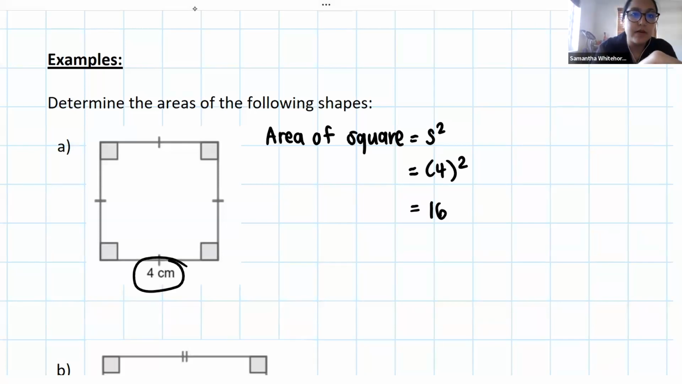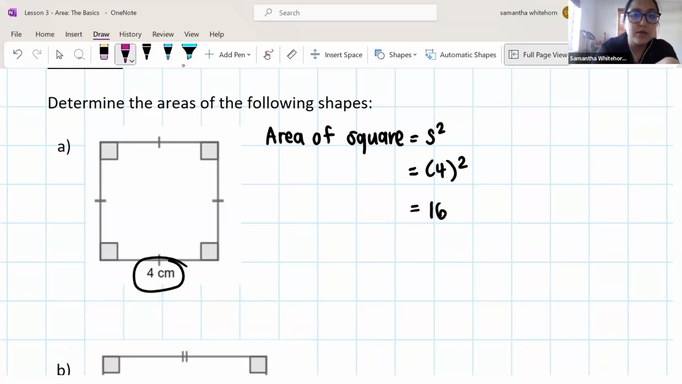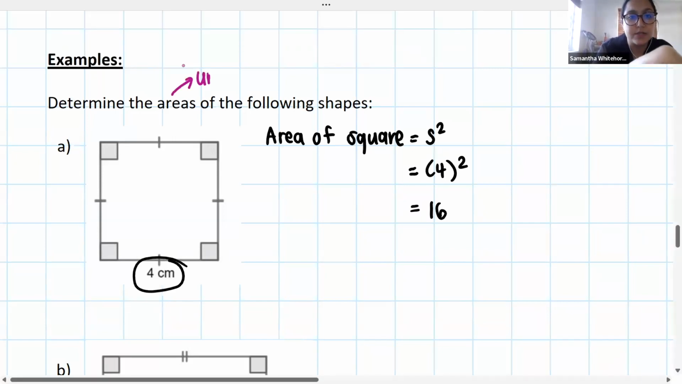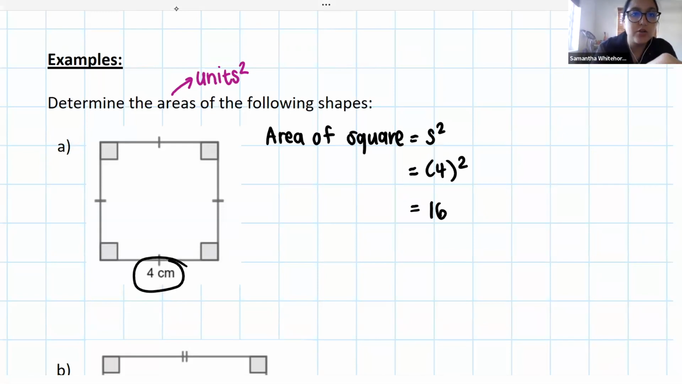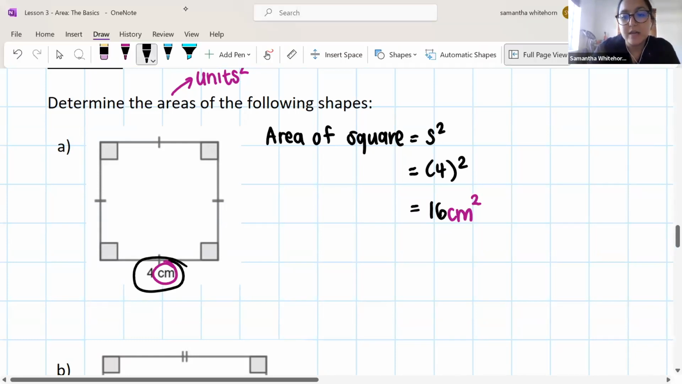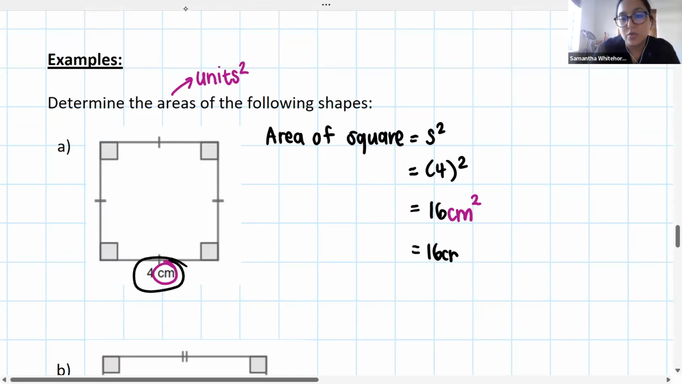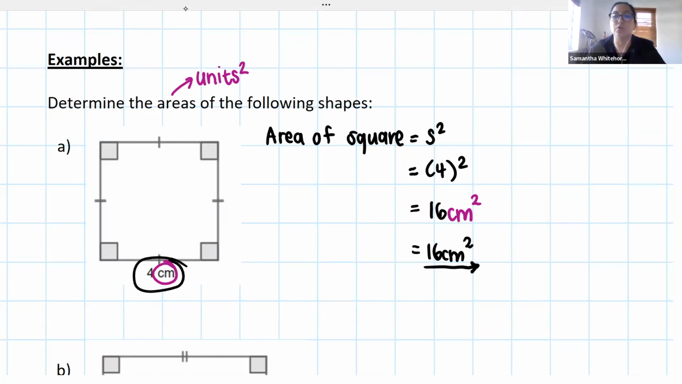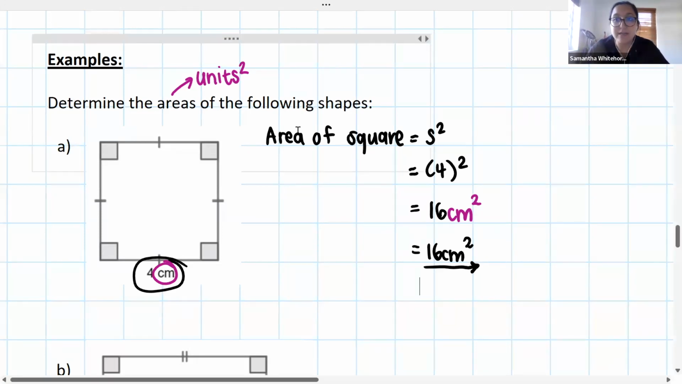Now remember grade 8, really, really important. We are looking at area. This is units squared. So we take the units that we know we have, centimeters, and this would be 16 centimeters squared. So anytime you are working out an area, your unit should always have an exponent of 2, units squared. Right, and that's basically it.